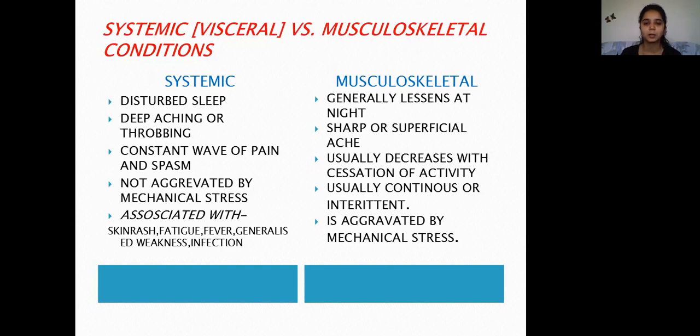Musculoskeletal, the pain generally lessens at night. It is a sharp or superficial ache. Pain usually decreases with cessation of activity, is usually continuous or intermittent, or is aggravated by mechanical stress.